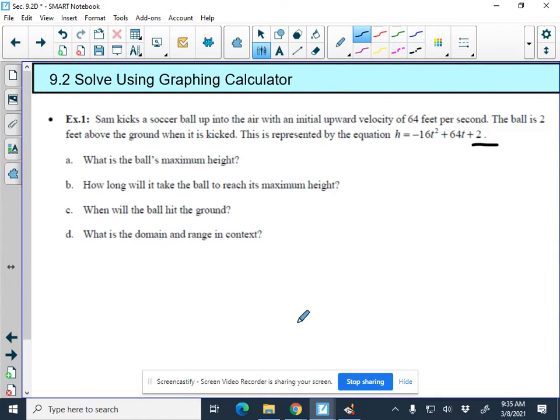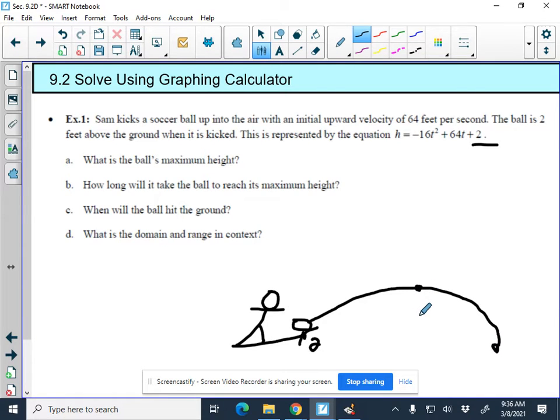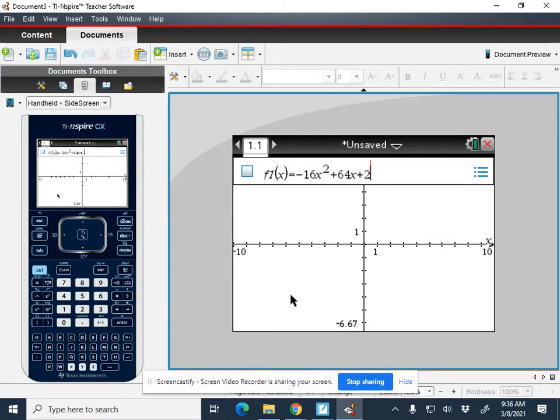Now that 2, it said the ball is 2 feet above the ground when kicked. So you kind of picture, here's the soccer ball, here's the person going to kick it. The ball is 2 feet above the ground when they kick the ball, and then it's going to fly like this, and at some point, it's going to land. Now, this here would be its maximum height. That would be the vertex. Does that make some sense? Okay, so this is kind of the picture that we're dealing with.